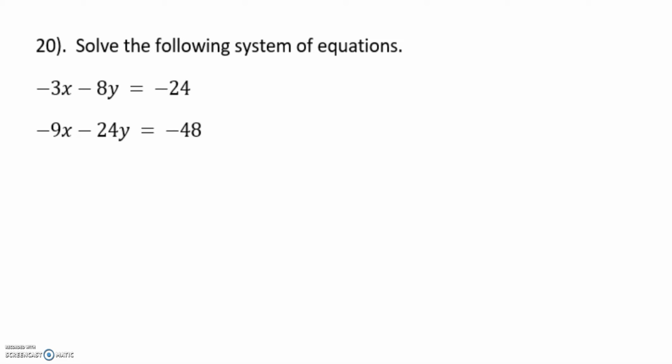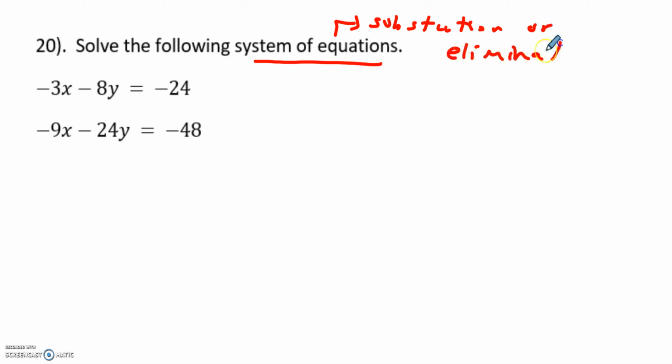And let's start here with number 20. Solve the following system of equations. Well, solving a system, we're either going to do substitution or elimination, most likely. And because both of these equations are in standard form, I would say elimination is probably the best way to do this. And so I look at my x's and my y's, and I say, what can I multiply one or both of the equations by to get things to cancel?